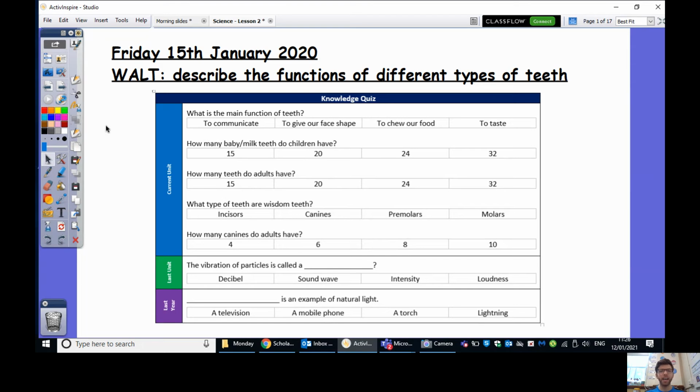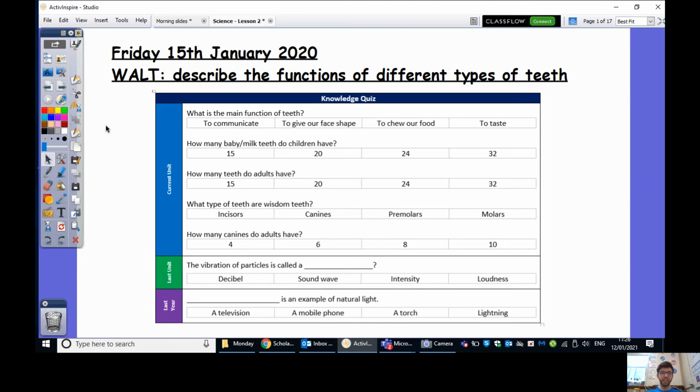Question 3, how many teeth do adults have? And the same options again, 15, 20, 24, or 32. Question 4, what type of teeth are wisdom teeth? Are they incisors? Are they canines? Are they premolars? Or are they molars? And question 5, how many canines do adults have? 4, 6, 8, or 10?